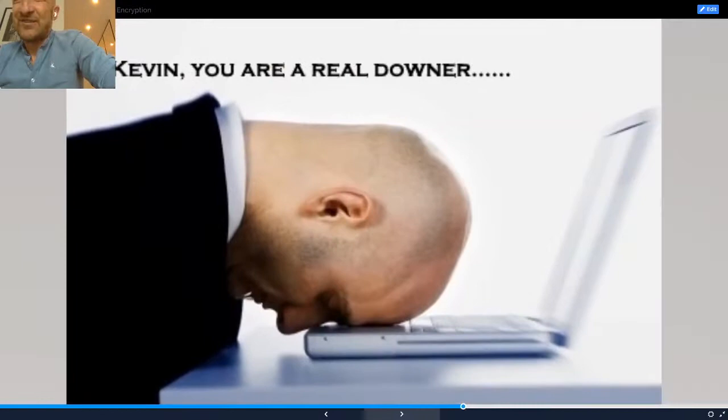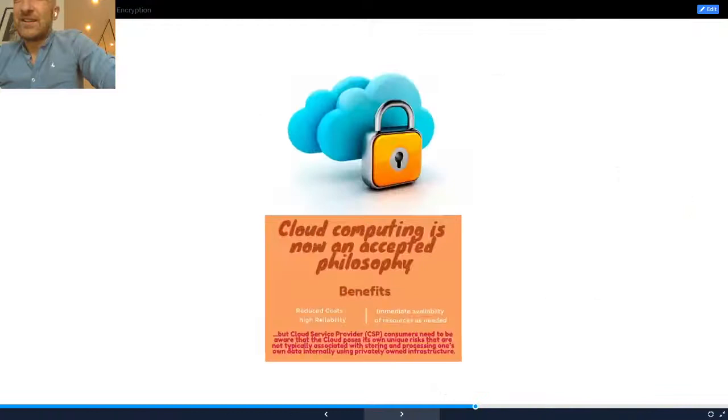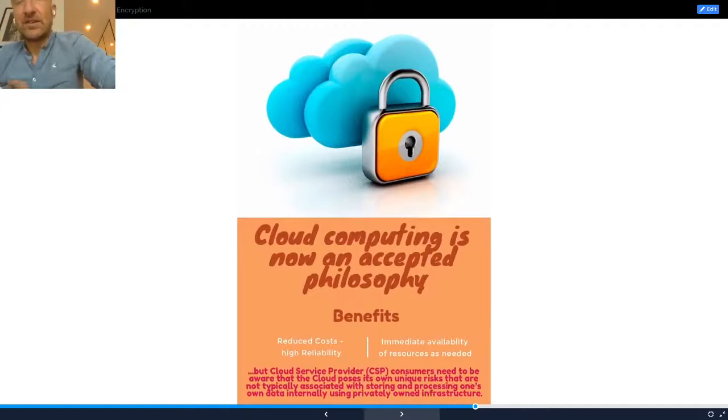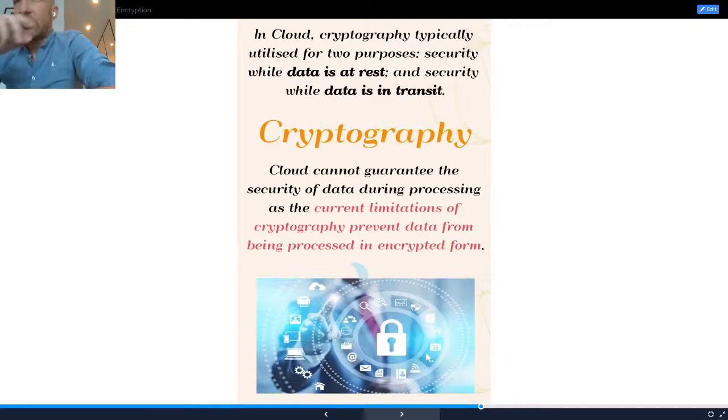Again, so what can we do? So again, cloud computing is now an accepted philosophy. It reduces costs, it allows you to scale up, you can make use of different environments. And most of the world is moving into the cloud environments. But the problem is that the cloud cannot guarantee the security of data during processing, as the current limitations of cryptography prevent data from being processed in an encrypted form.